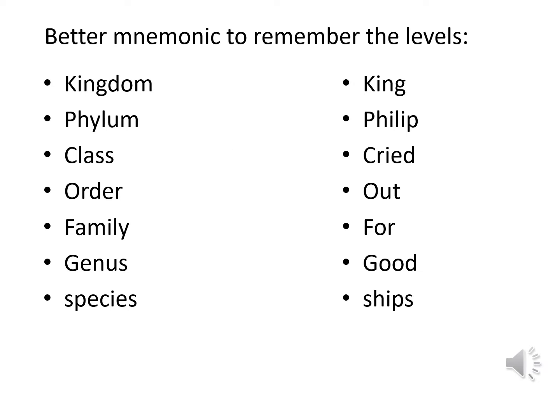A second mnemonic device to remember the levels is King Philip cried out for good ships. Now you'll have to talk to your local history major or professor as to why King Philip of France is waging a naval war when he has no battleships, but apparently, true story, King Philip did cry out for good ships. It at least puts the taxons in their proper sequence for you.